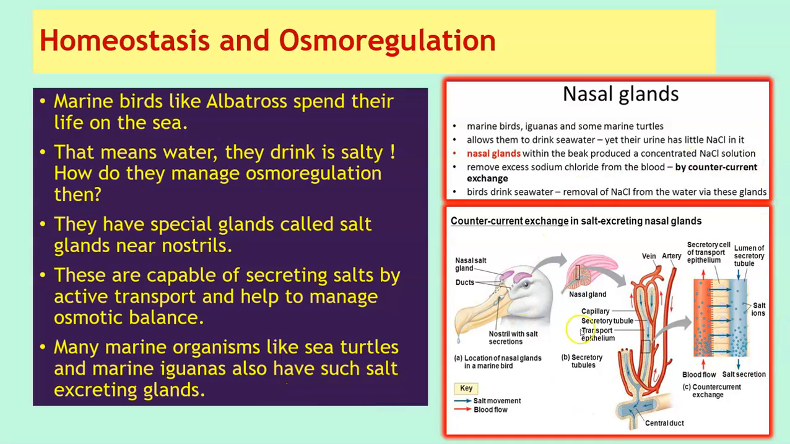Have a look at this image here. You can see here, this is the bird, and you can see the nasal salt glands are present. Now what do these salt glands do? Here you can see these nasal glands within the beak produce a concentrated NaCl solution which removes excess sodium chloride from the blood by countercurrent exchange. Bird drinks seawater. Removal of NaCl from the water is via these glands.